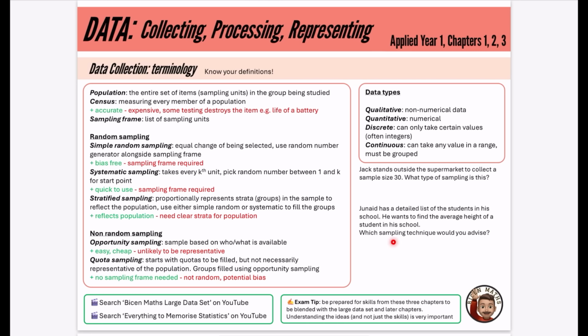So this first slide is pretty much everything to do with Chapter 1, which is all to do with data collection. It's a lot of different terminology, often little 1 or 2 marker questions in the exam. So you've got to know these definitions, and I'm going to talk through them because I can add some more detail and a bit more understanding to some of these parts that we've got here.